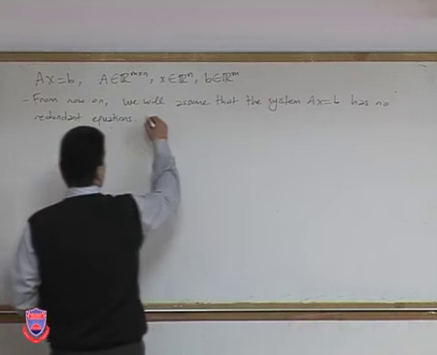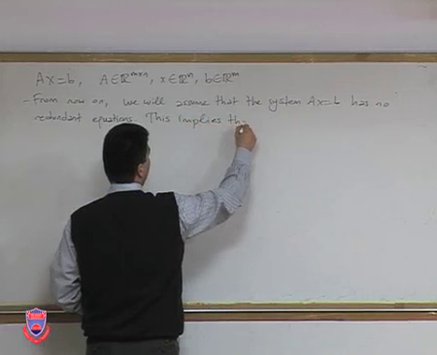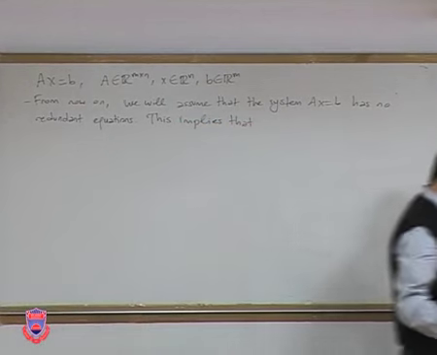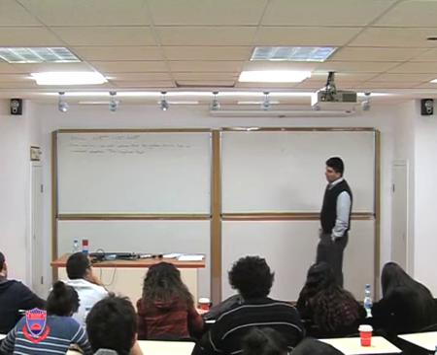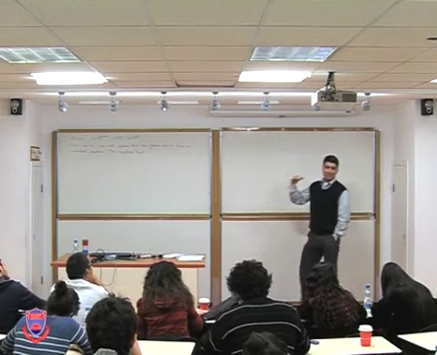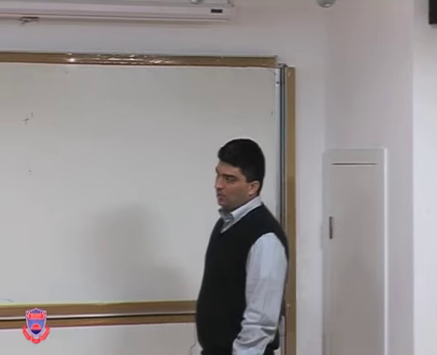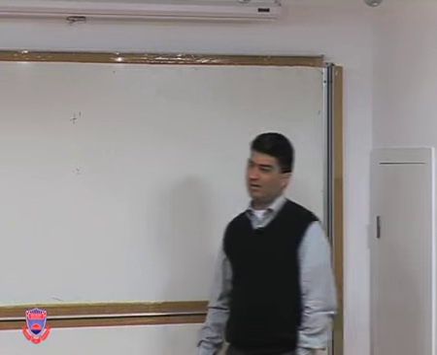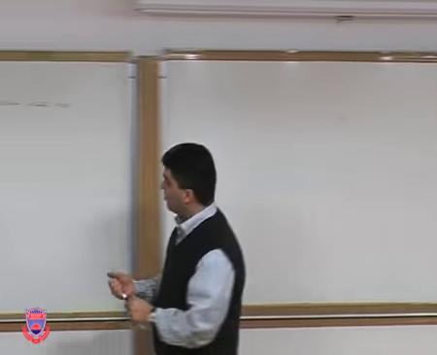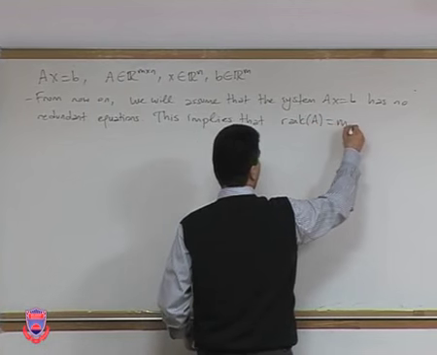So in particular, this implies that, well, if the system has no redundant equations, then what can I say? If you think of the examples that we did on Monday, that means that there are no linearly dependent rows, basically. All the linearly dependent rows have been eliminated. So all the rows are linearly independent, which means that the rank of the matrix is the same as the number of rows. So the rank of A is equal to m, basically, okay?